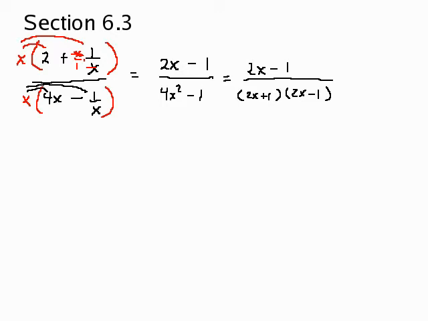And what's going to happen is the 2x minus 1s are going to cancel, leaving us with 1 over 2x plus 1 as the final answer. So when you simplify these fractions over fractions over fractions, you are simply trying to get down to one fraction, one number, and have it all simplified.